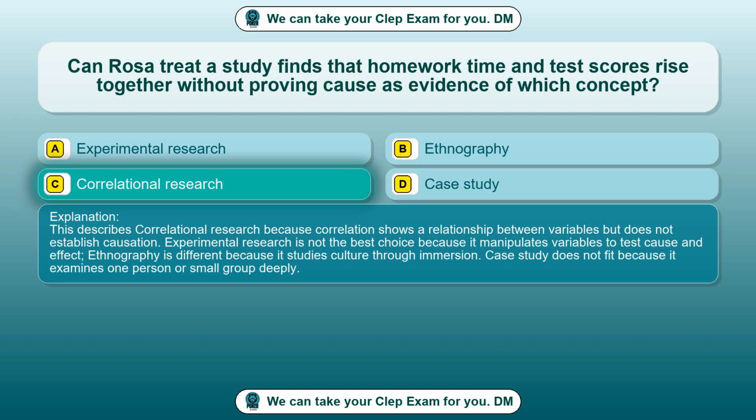This describes correlational research because correlation shows a relationship between variables but does not establish causation. Experimental research is not the best choice because it manipulates variables to test cause and effect. Ethnography is different because it studies culture through immersion. Case study does not fit because it examines one person or small group deeply.